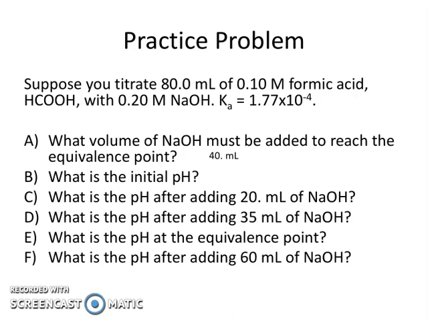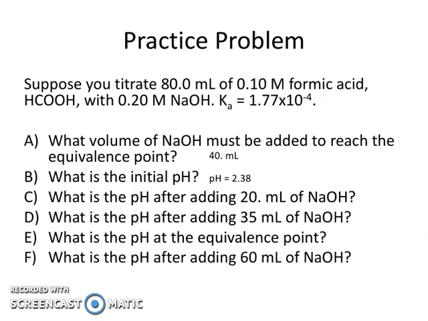Okay, so you should have completed part B, and the initial pH is just using the Ka calculation for our formic acid, and you should have gotten 2.38 using your Ka table. Now go ahead and work on part C. What is the pH after adding 20 milliliters of NaOH?